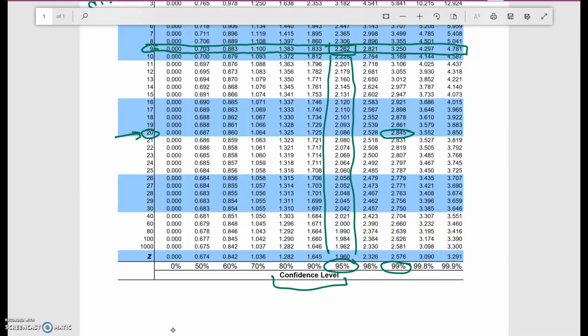Notice here that it's not possible for me to get every single degree of freedom, but we know that 42 is somewhere between 60 and 40. If the number is not here, we're just going to estimate it and look for the number that's closest. In this case, 42 is closer to 40. We want a 98%, so we're just going to pretend that this is it. Just go ahead and estimate, and the answer is 2.423.